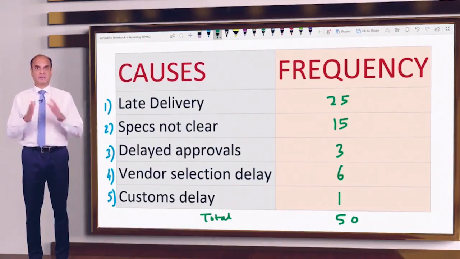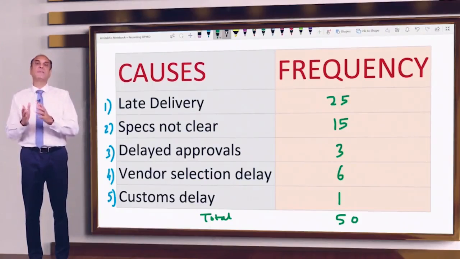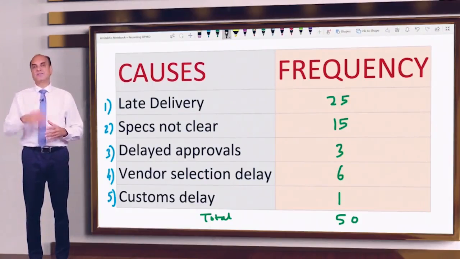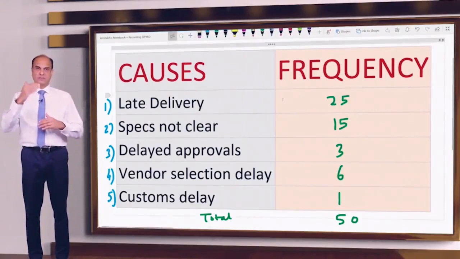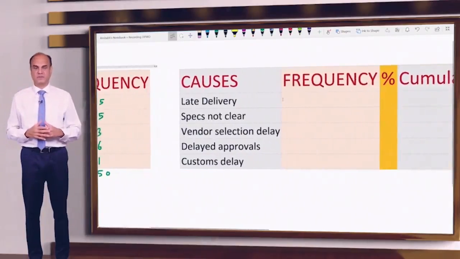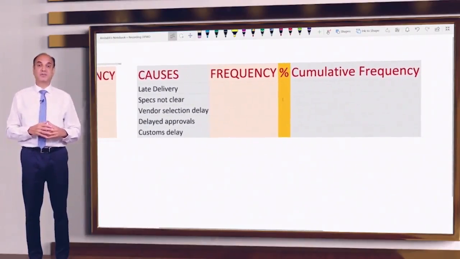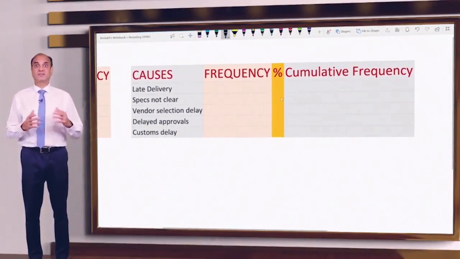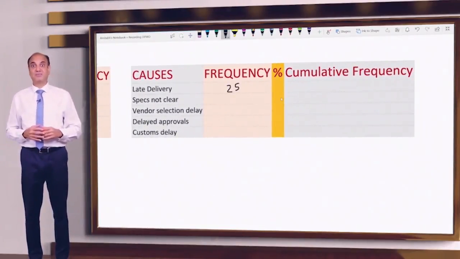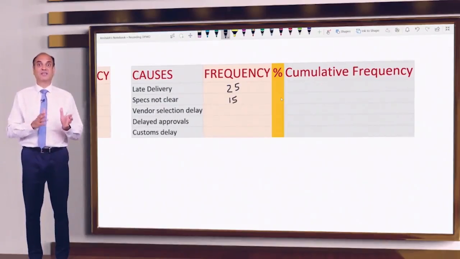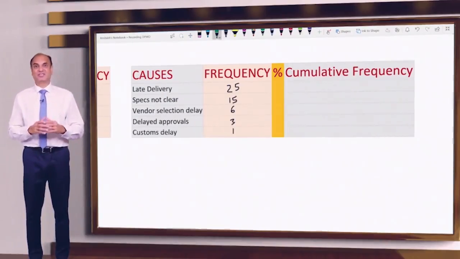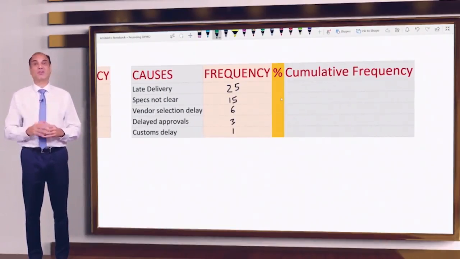So in this case, I will list down all of these frequencies against the causes, and after that I will rearrange the causes in the descending order of the frequency. So here it would be late deliveries 25, specifications not clear 15, delayed vendor selection 6, delayed approval 3, and customs delay 1. After that, I will calculate the percentage contribution of each of the causes.